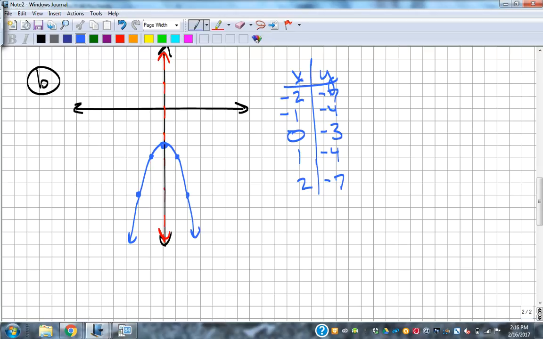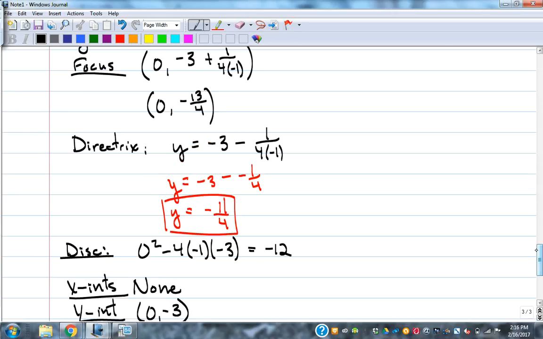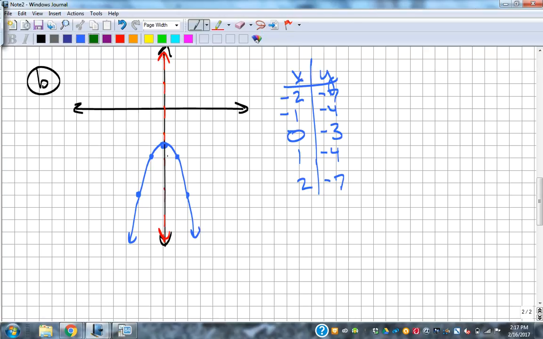I've got to plot the focus. Focus was at (0, -13/4), which would be -3 1/4. So it's not very far from the vertex. It's about right there. The directrix is on the outside of it, at the same distance. There's the directrix of this line. The other green dot is the focus of our graph.